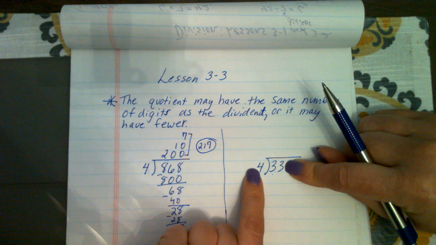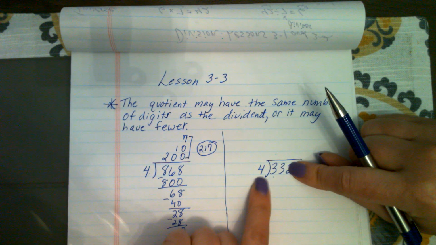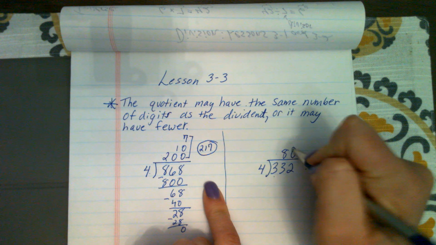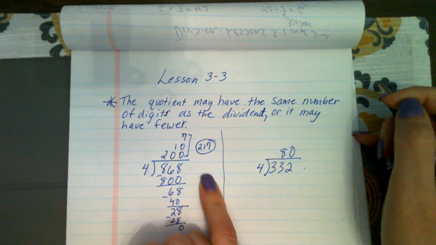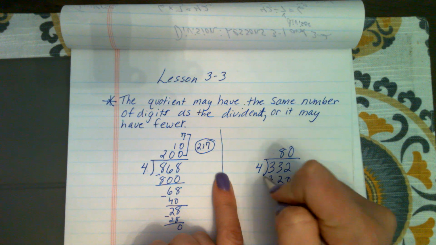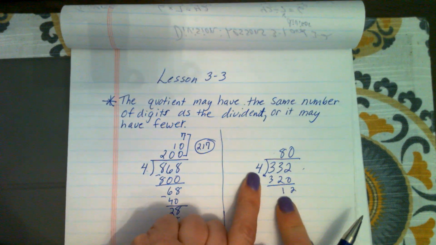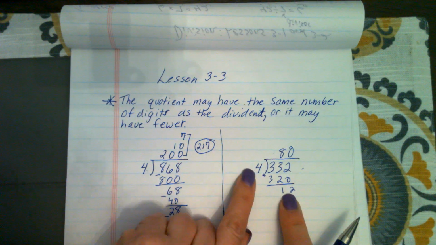But it's not 8. Remember, these are 33 tens. We're in the tens place. So it's 8 tens, or 80, is my largest multiplier in the tens place. 80 4s are 320. Subtract, leaving me with 12 in that dividend. Dividend shrunk a lot. How many 4s are in 12?